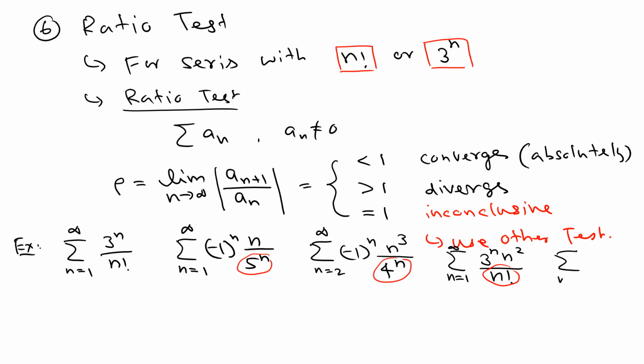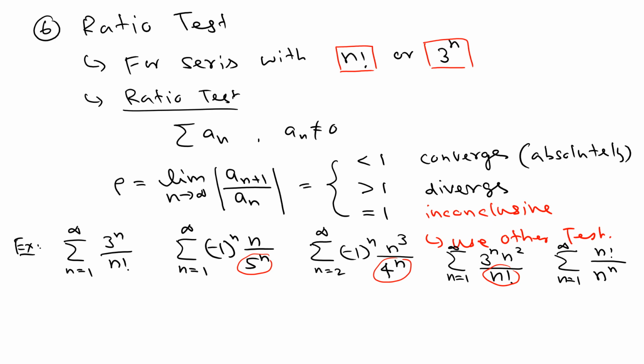And then this one, the sum from n equals 1 to infinity of n factorial over n^n. Again, if it is upside down, you can use the direct comparison test for this, but here you cannot.